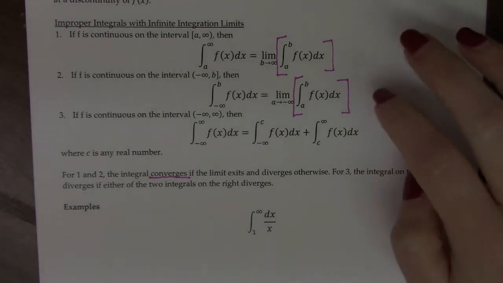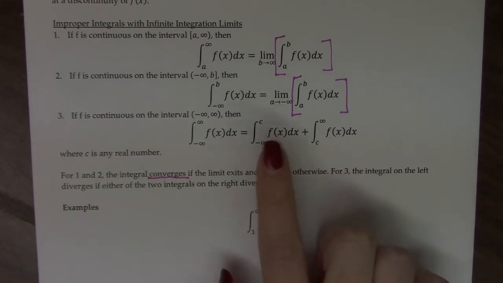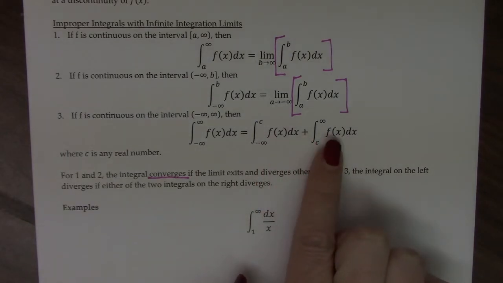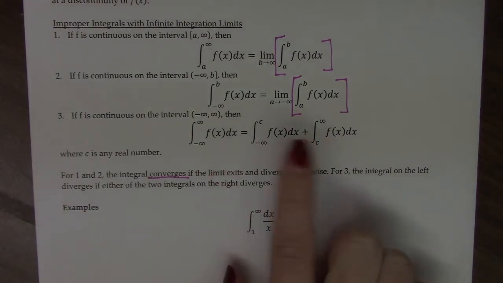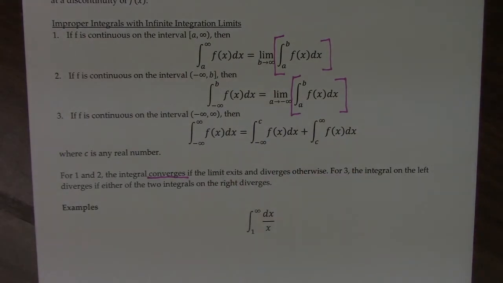So for these two, that's really easy. You're just doing one limit. But for these, if this converges and this diverges, then the whole thing diverges. So they have to both converge in this case to get a convergent limit here.